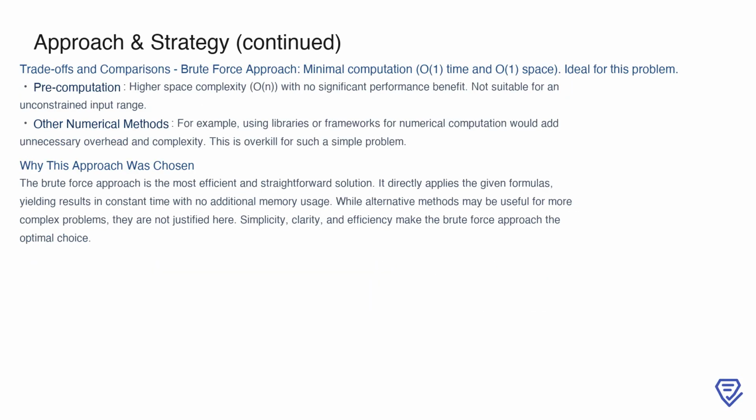When comparing approaches, the brute force method stands out due to its minimal computation and memory requirements. With a time complexity of O(1) and a space complexity of O(1), it achieves the desired results efficiently. On the other hand, the pre-computation method, while potentially useful for scenarios with repeated queries over a constrained input range, introduces a higher space complexity of O(n), without offering significant advantages for this specific problem, where the input range is unconstrained. Additionally, other numerical methods, such as leveraging external libraries or frameworks, would add unnecessary overhead and complexity to a problem that can be solved with a few simple arithmetic operations.